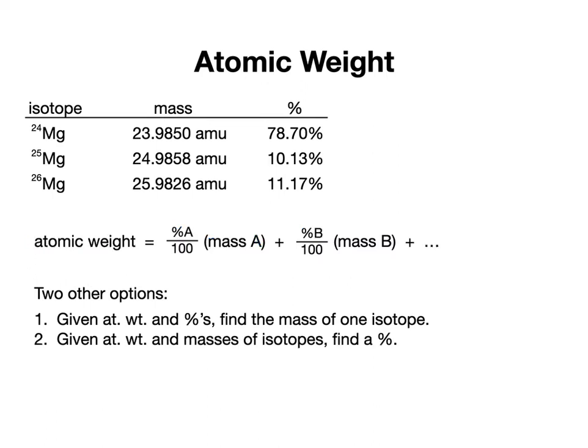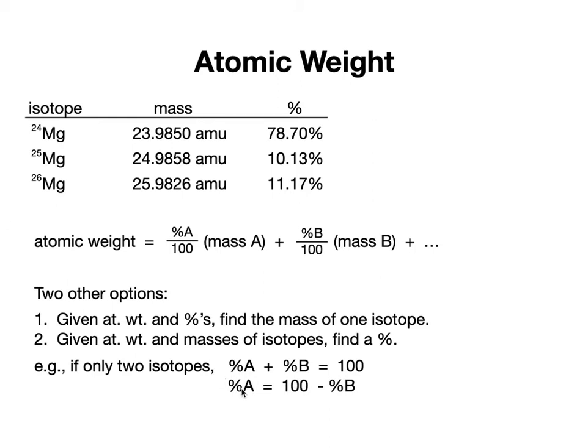The other thing you want to keep in mind is this. Given the atomic weight and masses of isotopes, you could find a percentage. What do all of these percents add up to? What do they need to add up to? 100, right? All of these percentages should add up to 100. So what I'm trying to say here in number 2, if you had only 2 isotopes, the percent of A plus the percent of B should be 100, right?